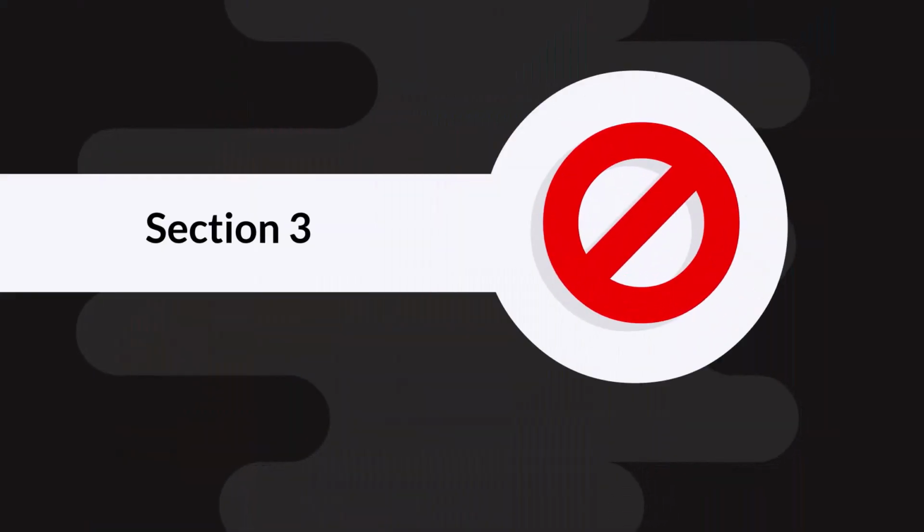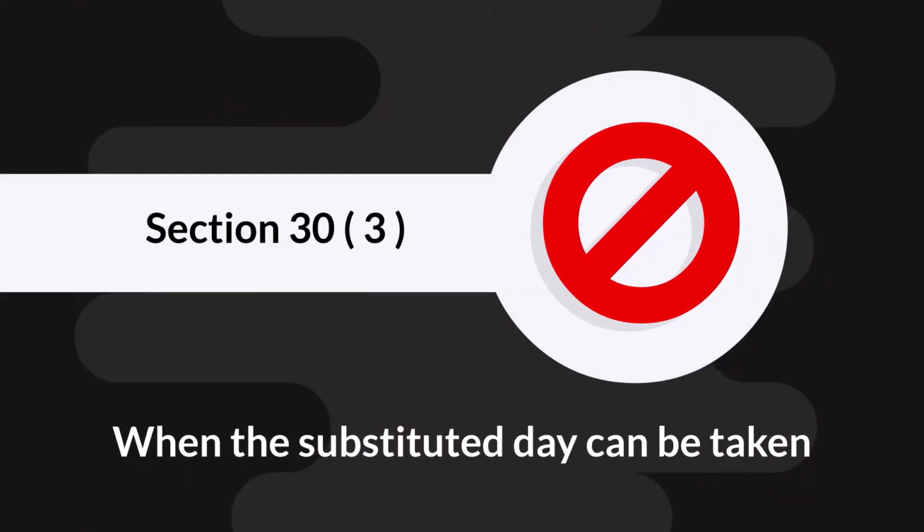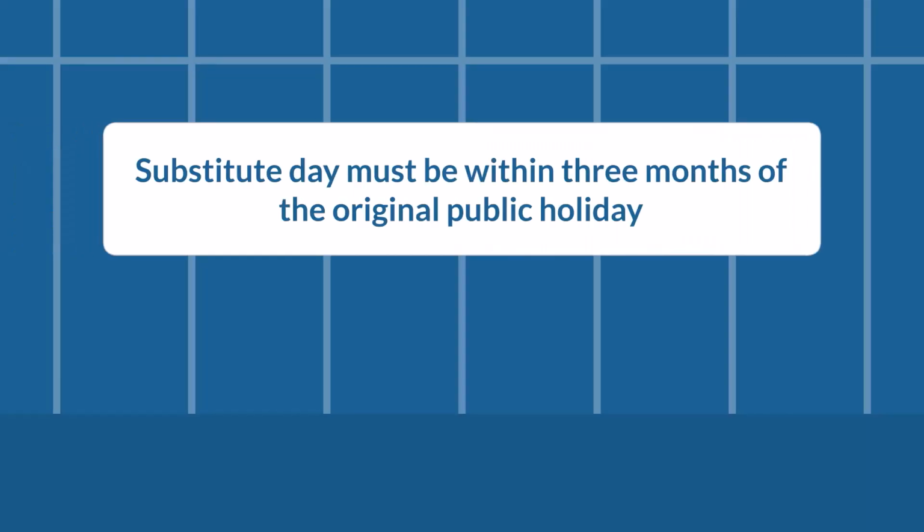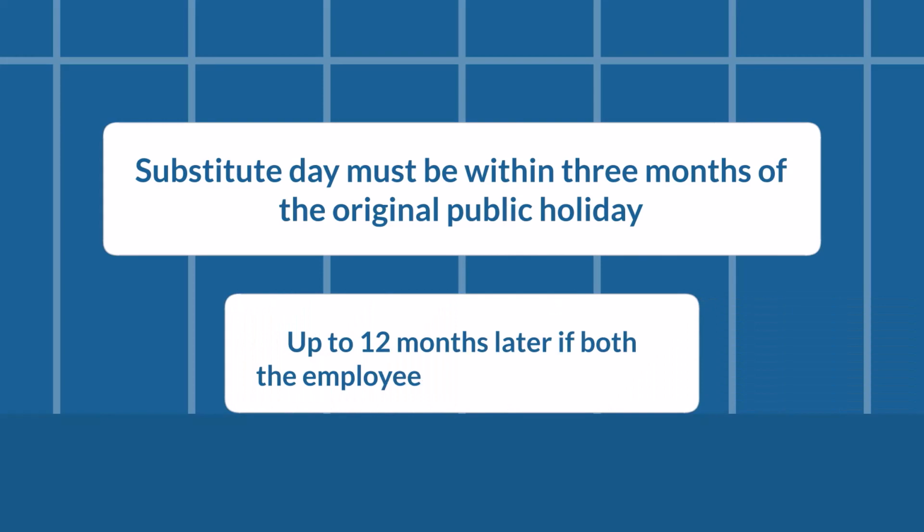Section 30, subsection 3 imposes restrictions on when the substituted day can be taken. The substitute day must be within 3 months of the original public holiday, or up to 12 months later if both the employee and employer agree.